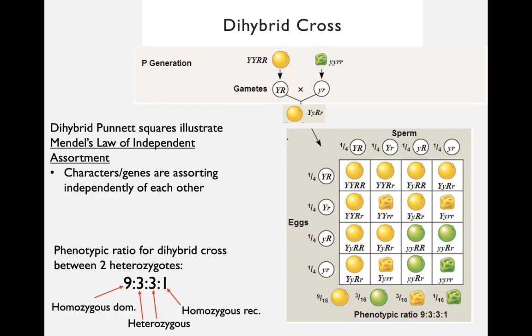And that's the phenotype. It's not the genotype. So 9:3:3:1. If you see that phenotype ratio, you know you have a dihybrid cross. You have 2 individuals that are heterozygous for 2 different characters that are crossing.